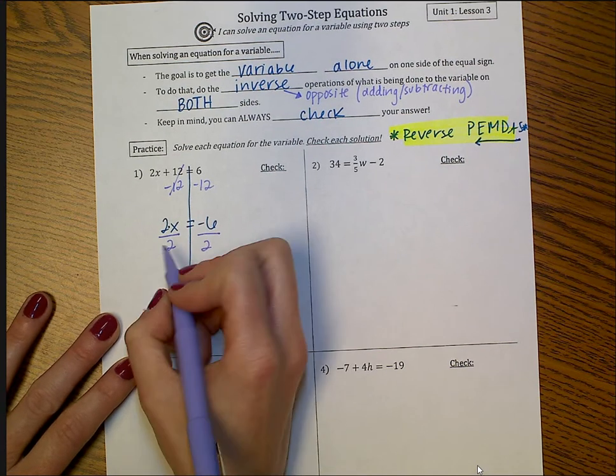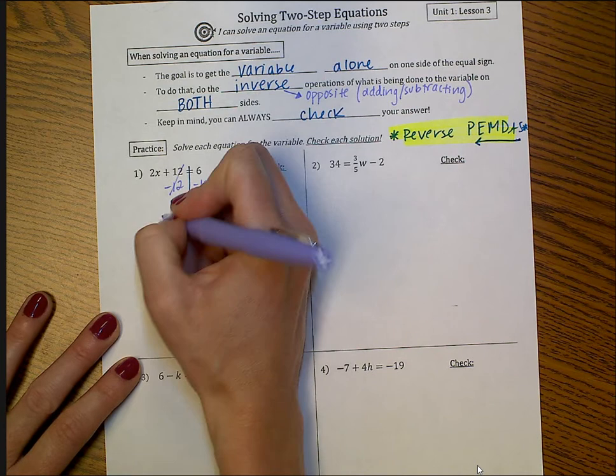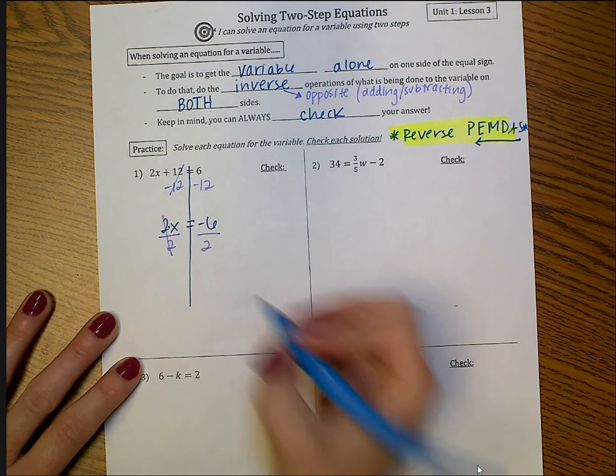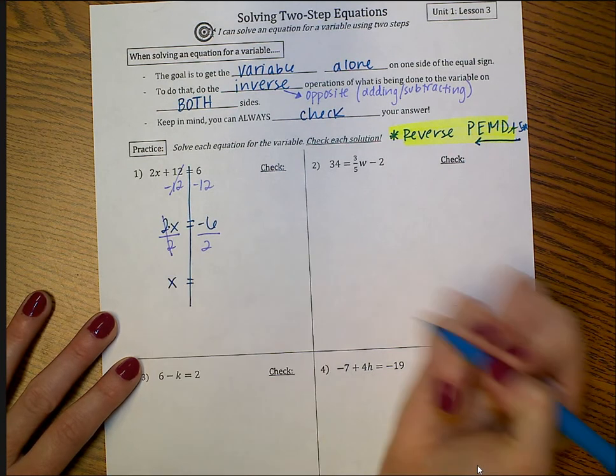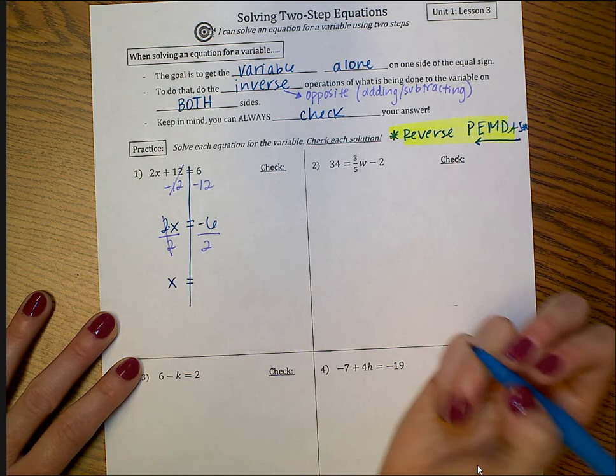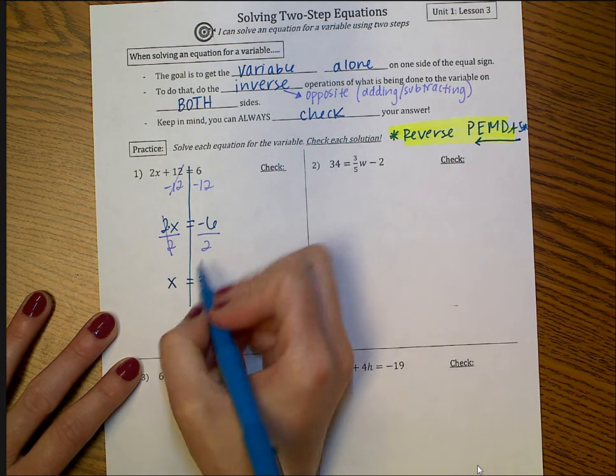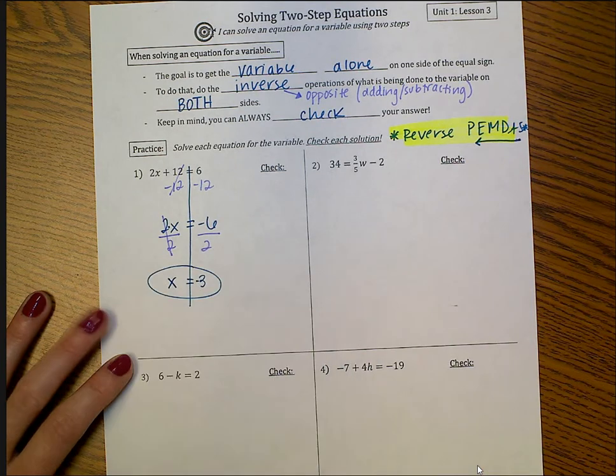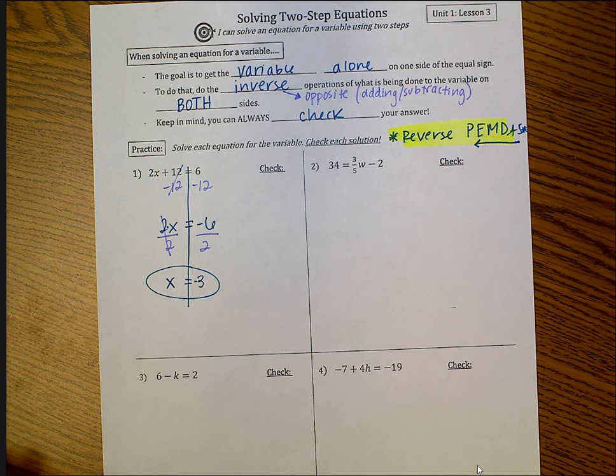Over here, 2 divided by 2 is 1, so those just cancel. I cross it off, and I have x by itself. And then negative 6 divided by 2, that's negative 3. So I've got my answer. X equals negative 3. Now I'm going to go ahead and check it to see if I got this right.